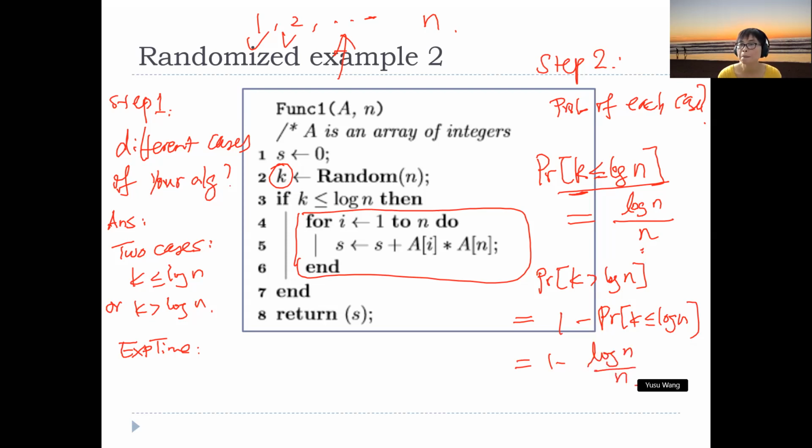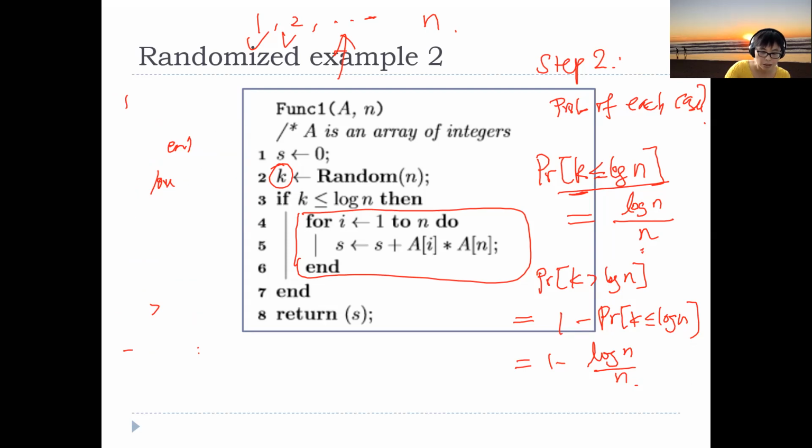so this is step 2, what we have. Okay, so now we know there are 2 cases and we know the probability of each of the cases. Okay, let's see what is step 3. So in step 3, I need to know the running time for each case.